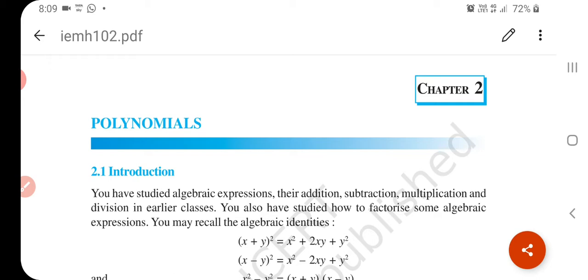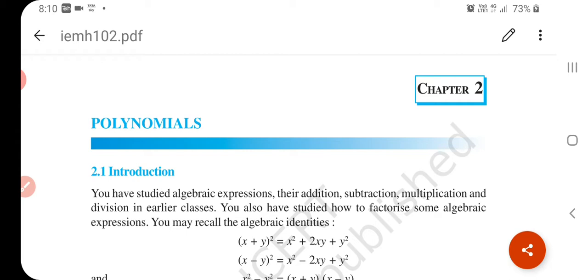Today we have started our revision for chapter 2nd. The chapter 2nd heading is polynomial. What do you mean by polynomial? You learned in your previous classes about polynomial. What is polynomial?